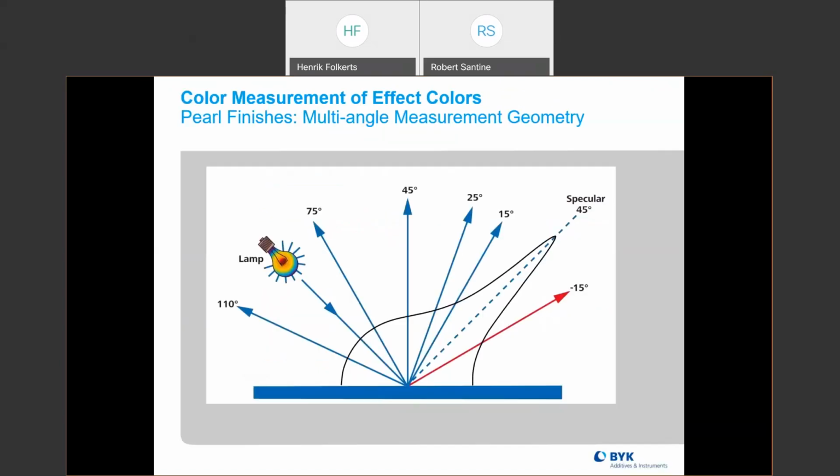So specifically for interference pigments, where you're dealing with color flop, we added an additional sixth measurement angle, what we call the behind the gloss angle at -15 degrees, which is often where those interference pigments tend to display that color flop effect the most.